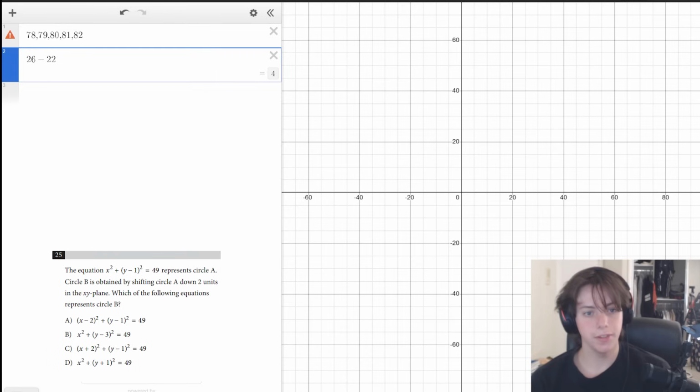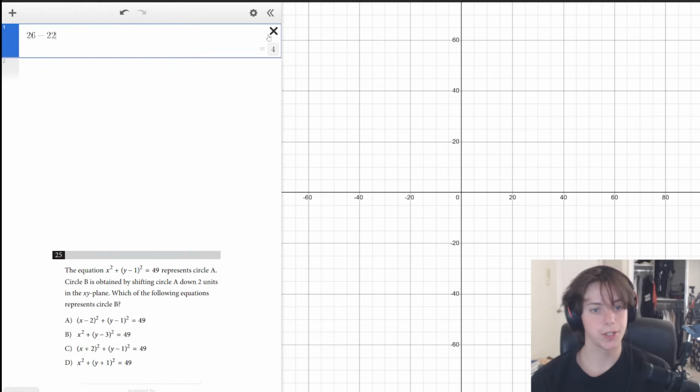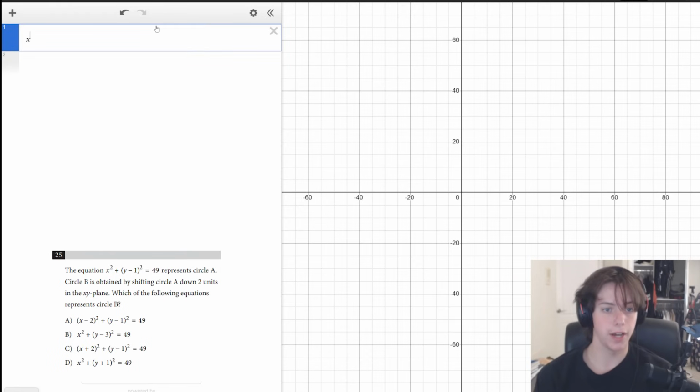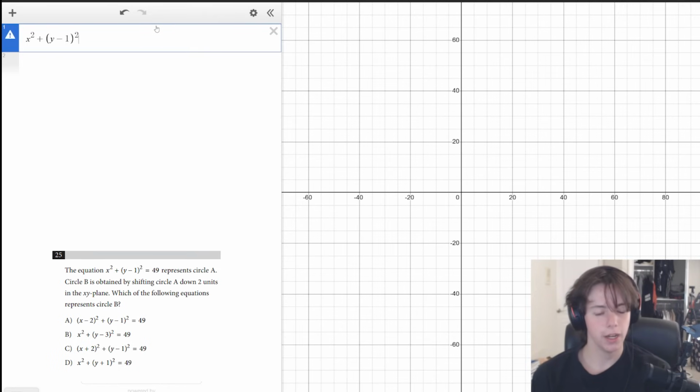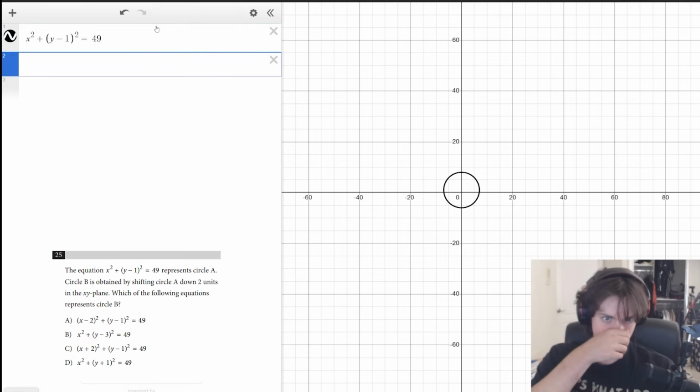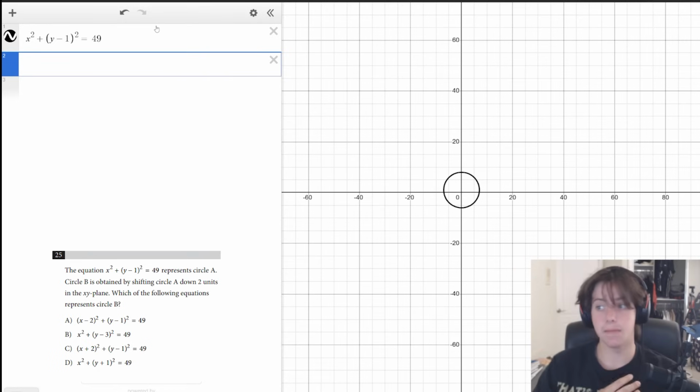So for number 25, the equation x squared plus (y minus 1) squared equals 49 represents circle A. Circle B is obtained by shifting circle A down 2 units in the xy plane. Which of the following equations represents circle B? So we can quickly graph circle A, because we are given the equation, and we know that we have to shift it down by 2 units.